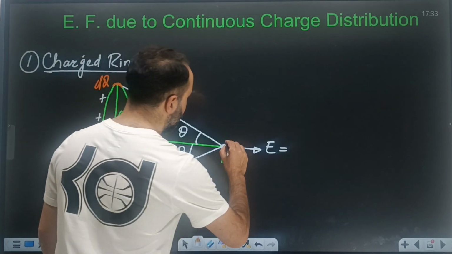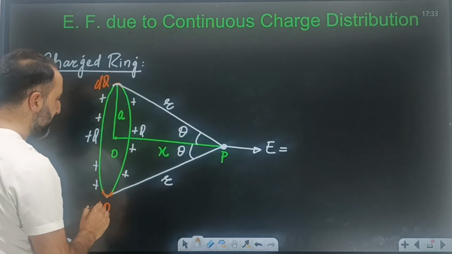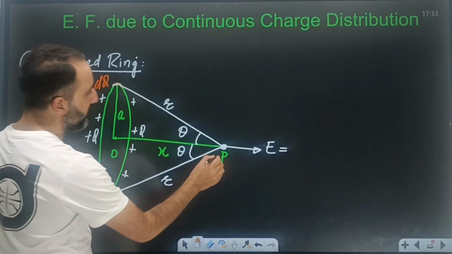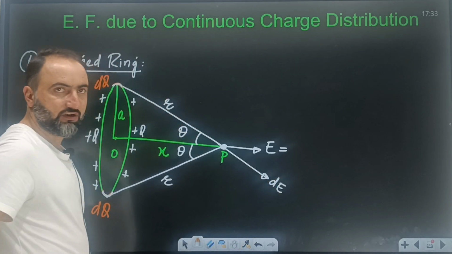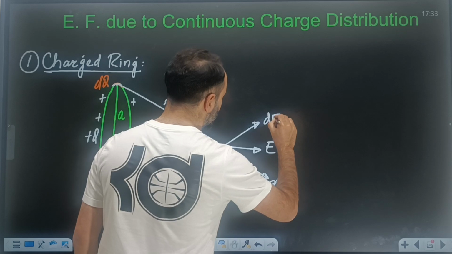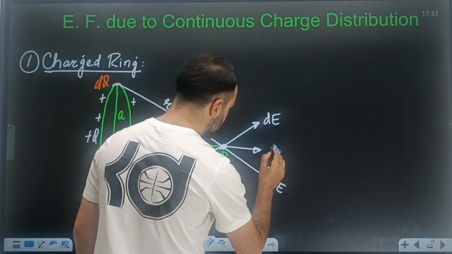First of all, let's imagine that this is one charge element whose charge is equal to dq. This is another charge element whose charge is equal to dq. इस dq की वजह से यहाँ पे electric field होगा, that will be equal to dE, isn't it? और इसकी वजह से यहाँ पे electric field ऐसे होगा, that will also be equal to dE. Okay, so dE is the electric field because of dq.